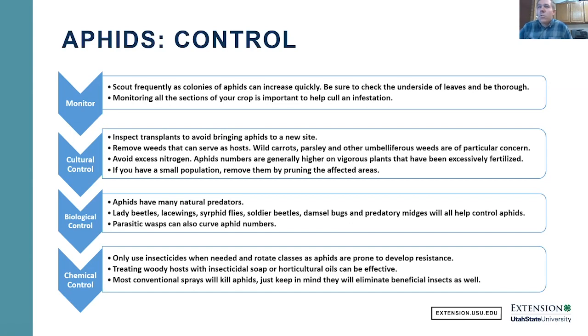As far as chemical controls go, aphids are pretty prone to developing resistance, so make sure you're cycling your different classes of insecticides. One of the most effective things you can do is treat the woody host with insecticidal soaps or horticultural oils. What the soaps and oils do is suffocate them. And that's a great way to take care of them early in the season, right after they hatch.